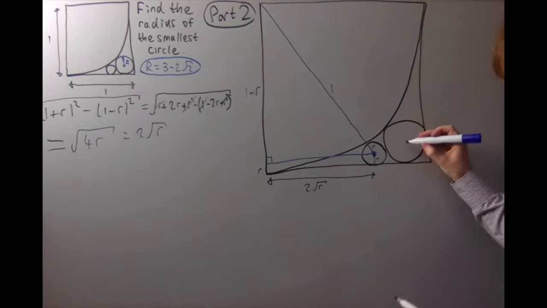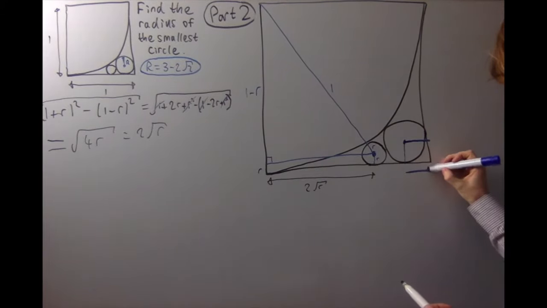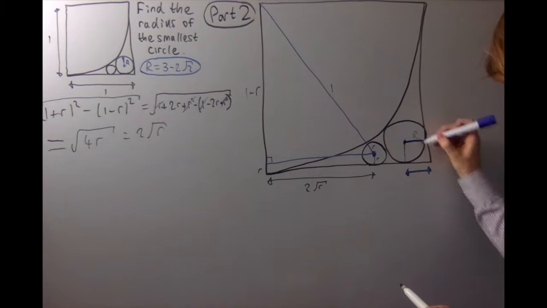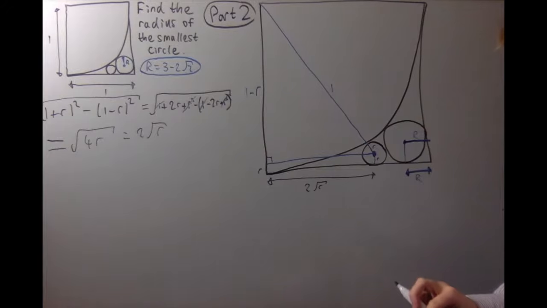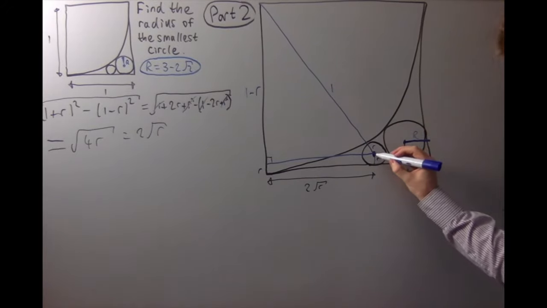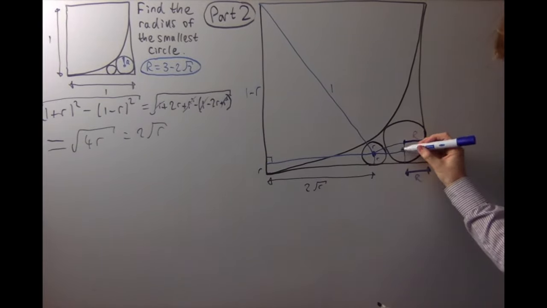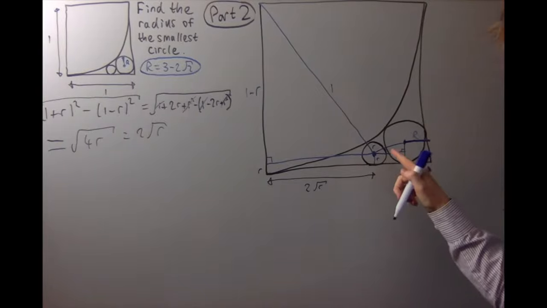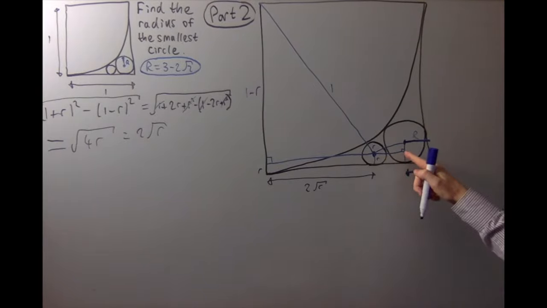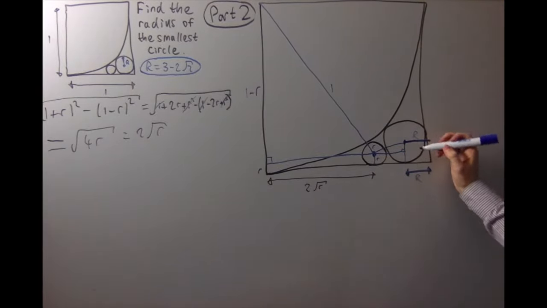Okay, so let's draw in some more on our picture. I know that this length here is just going to be capital R, which is great. And now what I need to do is try and find this remaining length, and how I'm going to go about doing that is I'm going to look at this length as part of this right angled triangle here.